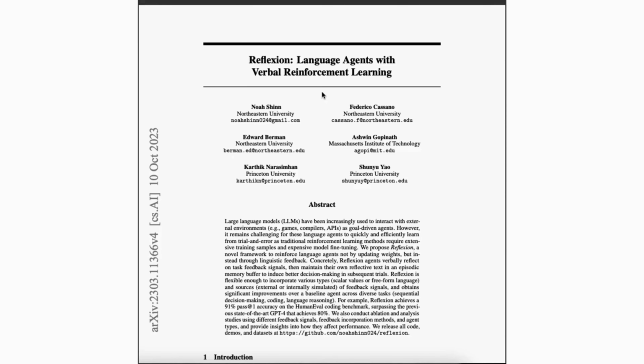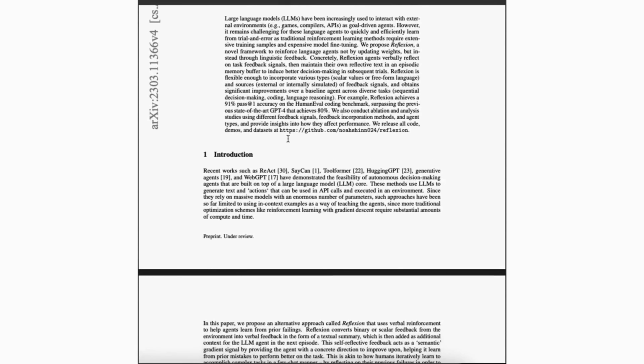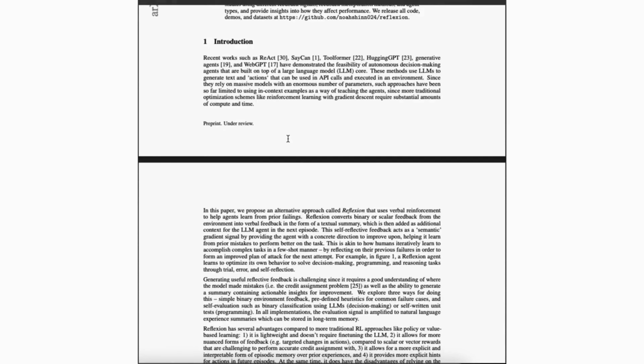Instead of updating neural network weights, Reflection uses language itself as the learning mechanism. The agent attempts a task, then it evaluates its output, then it writes a reflection explaining what went wrong and how to improve. That reflection is stored in temporary memory and injected into the next attempt. This creates a feedback loop where the model gets better over time.